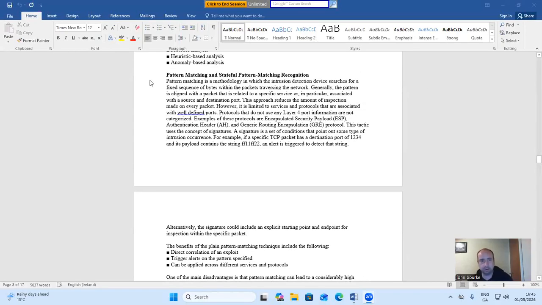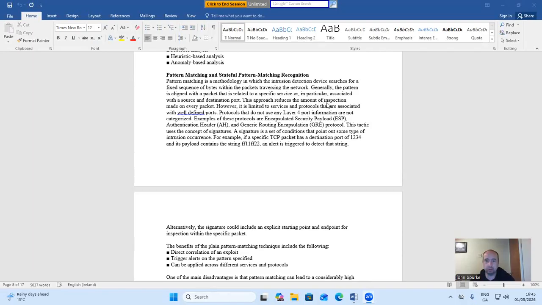Cisco ASA firewalls, pattern matching and stateful pattern matching recognition. Pattern matching is a methodology in which the intrusion detection device searches for a fixed sequence of bytes within the packets traversing the network. Generally, the pattern is aligned with a packet that is related to a specific service, or in particular associated with a source and destination port.